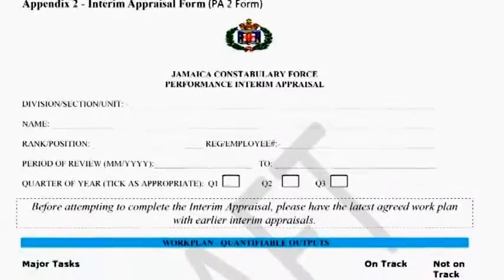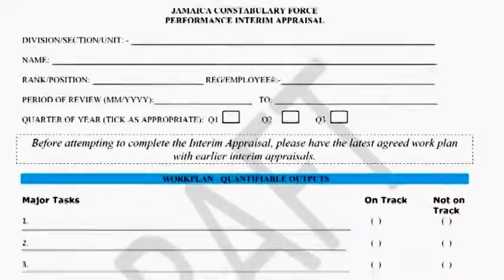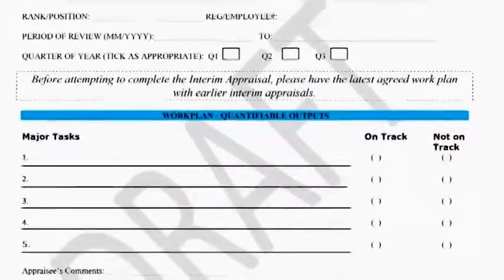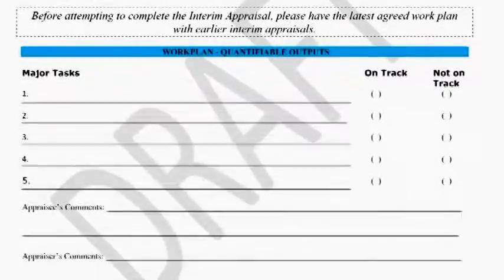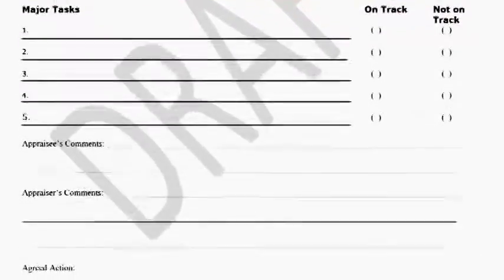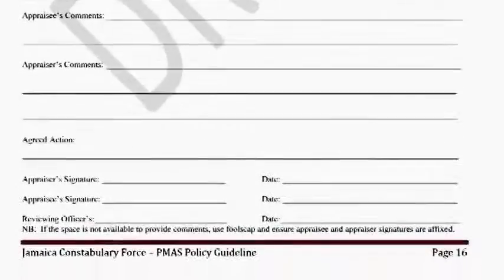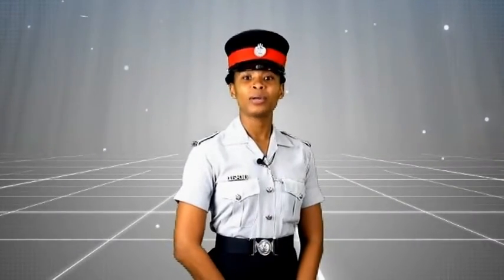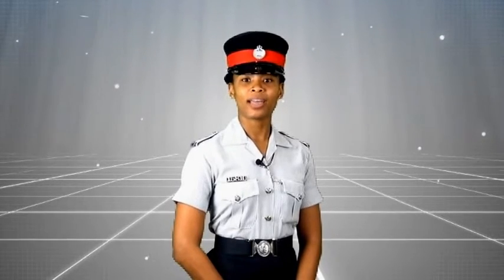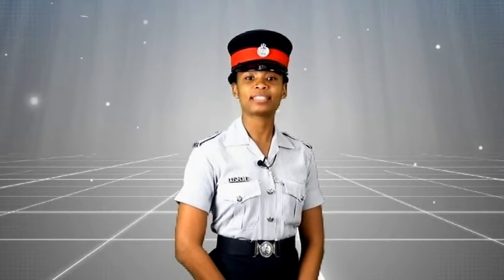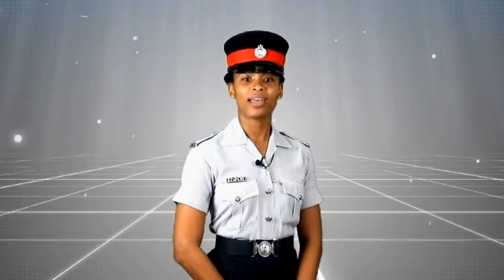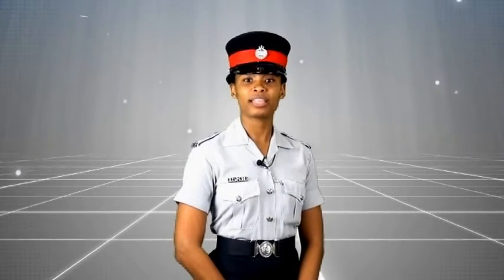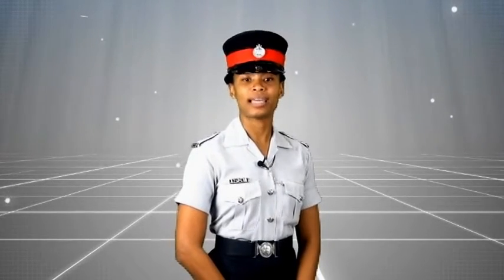Today we will be taking a look at completing the interim appraisal form. The interim appraisal form is used to periodically review how well an individual is doing at achieving the agreed targets or the performance standards outlined in his or her individual work plan. It is used to record whether the individual is on track, that is, achieving or exceeding, or not on track, that is, not achieving the targets or performance standards outlined.